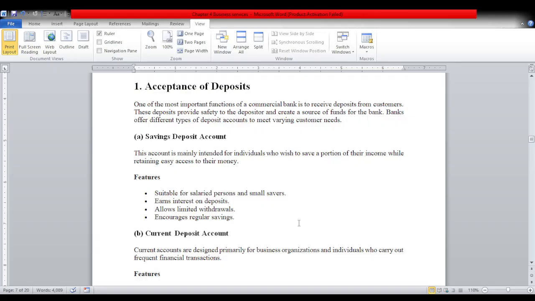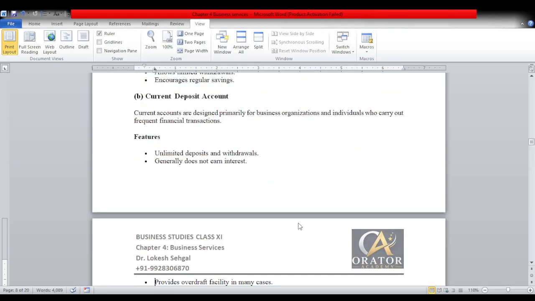After discussing the savings account, now you can open the current deposit account. Current accounts are designed primarily for business organizations and individuals who carry out frequent financial transactions on a day-to-day basis. Their features are as below: unlimited deposits and withdrawals. They generally do not earn interest. A savings account earns interest on deposits, but the current deposit account does not earn interest because their withdrawal limits are quite high.